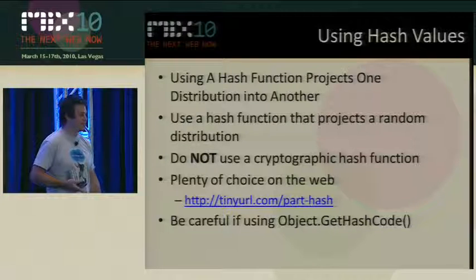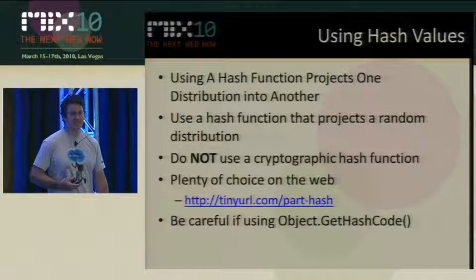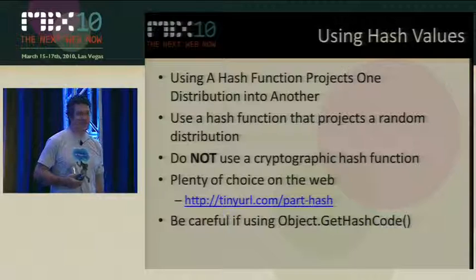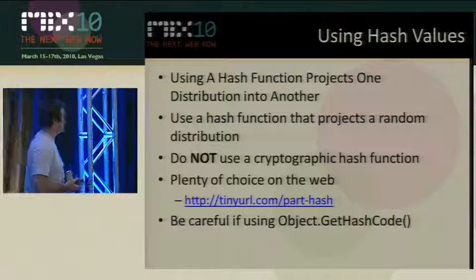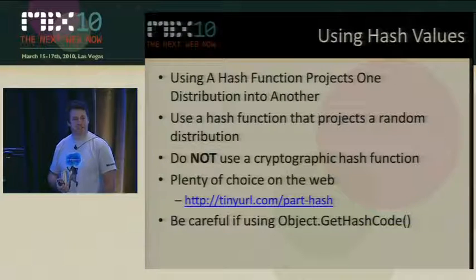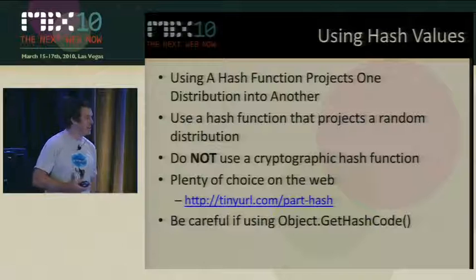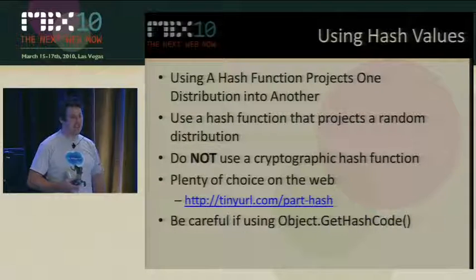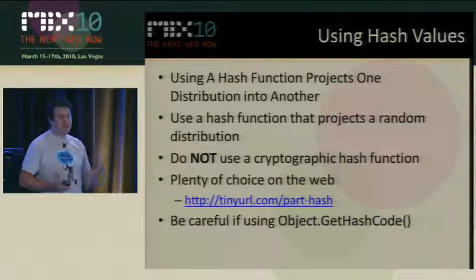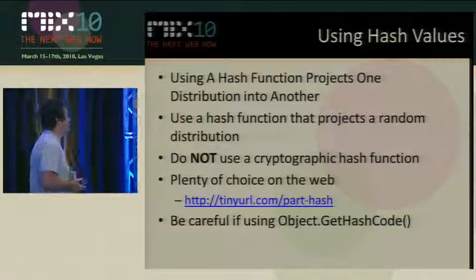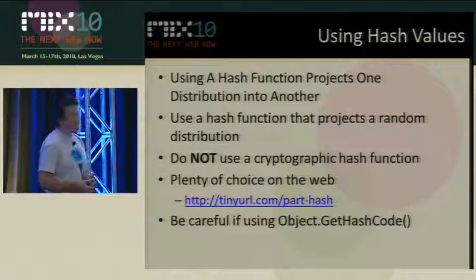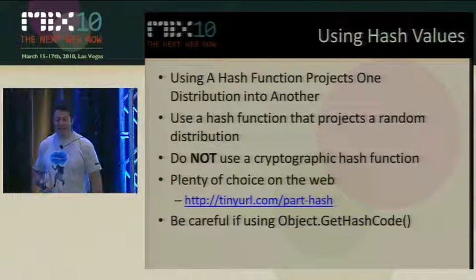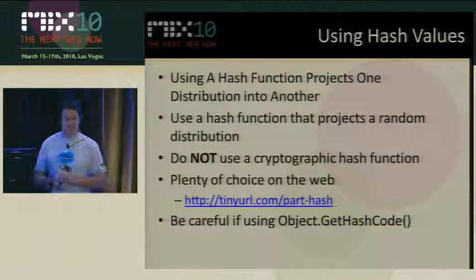Do not use a cryptographic hash function. Why don't we want to use a cryptographic hash function? Slow, right? Slow and expensive. Really slow. You want to use a hash table hash function, right? Hash table hash functions have a property of being really high performant and still producing a good random distribution. Plenty of choice on the web. Jump to tinyurl.com, whack part-hash for a good set of information.